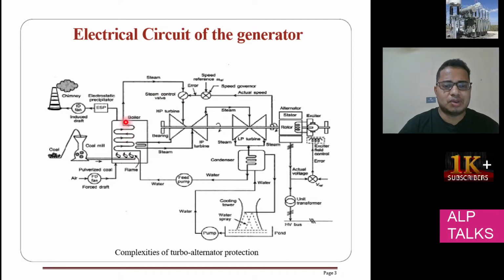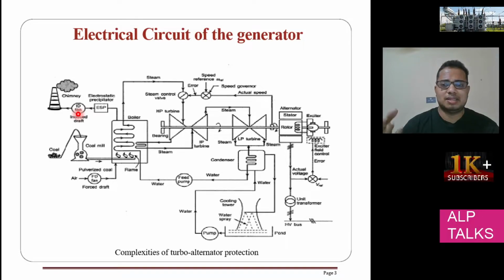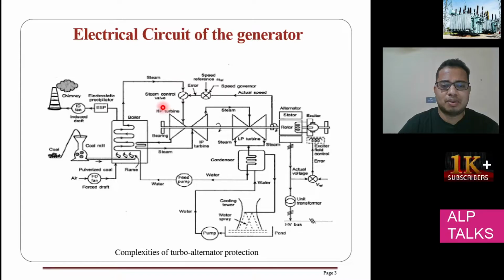Here you can see the electrostatic precipitator, which is used for ejecting the gases into the environment. Here you have the chimney and the induced draft fan. All the harmful things and particles we absorb, and only air is released into the environment. The steam is given to the steam control valve, and then to the high pressure turbine.